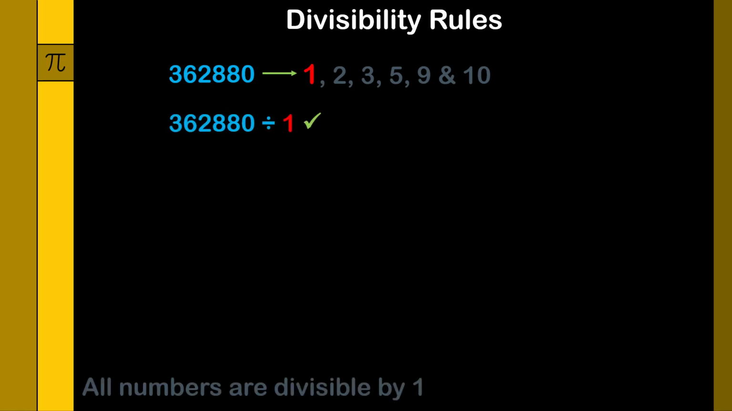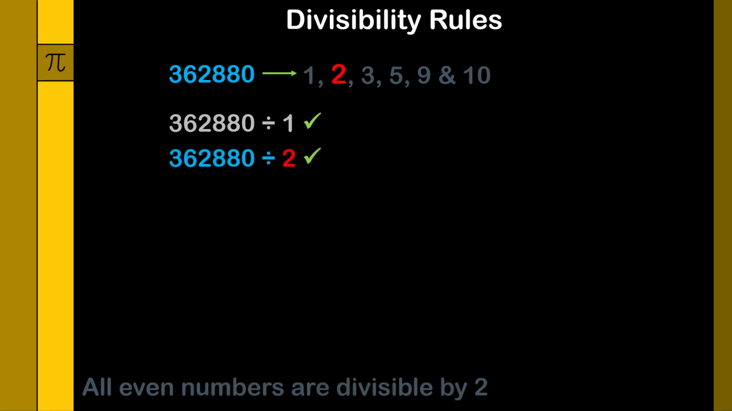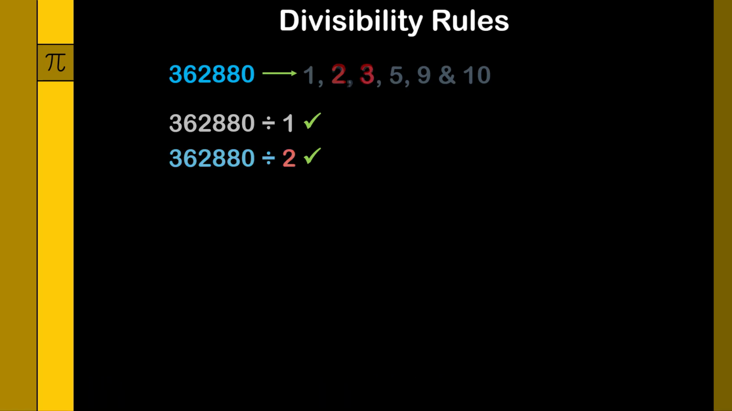Because all numbers are divisible by 1, we know a number is divisible by 2 if the unit digit is an even number, and 0 is an even number, so this number is definitely divisible by 2. Is 362880 divisible by 3?